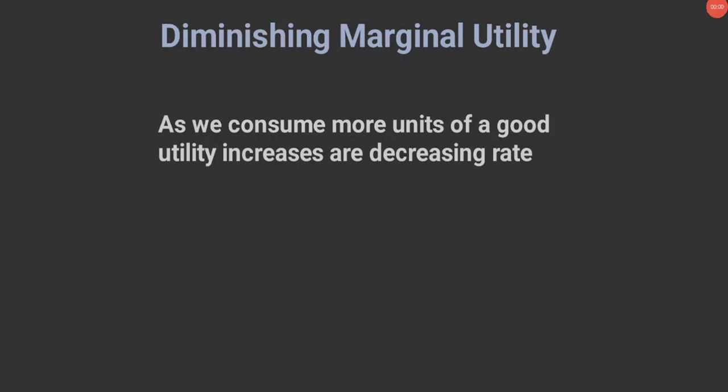In this video, we're going to be looking at the concept of diminishing marginal utility. Now, what does this mean? The definition is that as we consume more units of a good, the utility we get from that good increases at a decreasing rate. So what's utility? Utility is basically how much satisfaction we get from consumption.